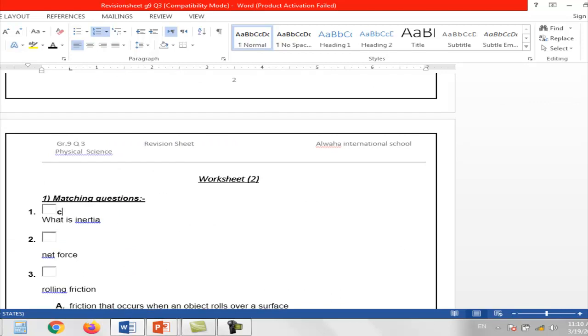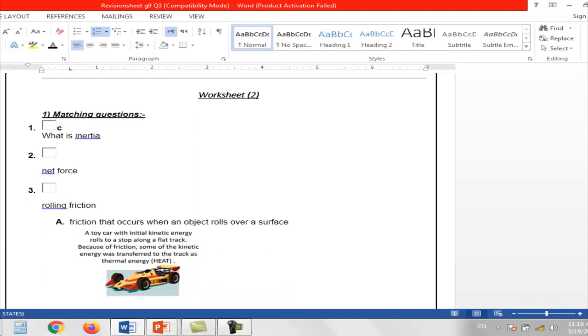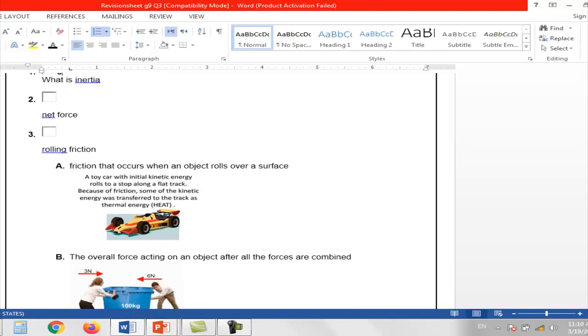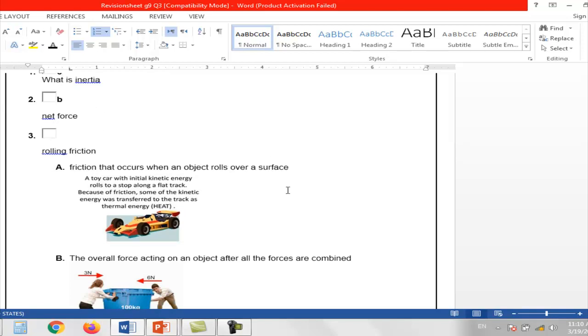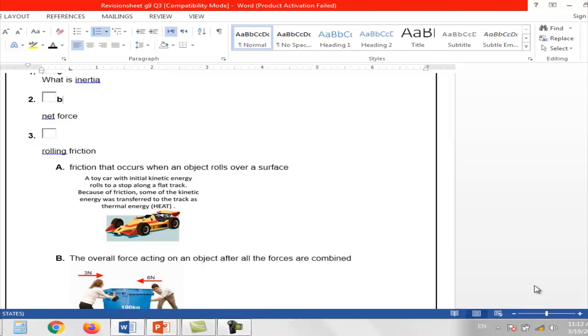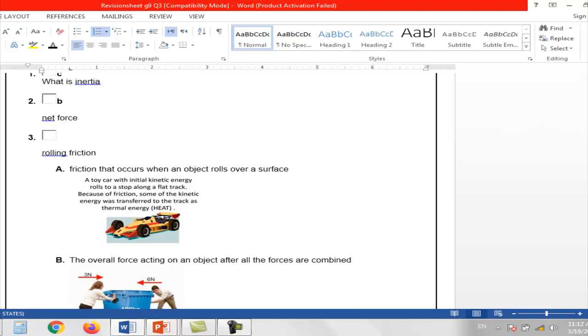Net force. What is the meaning of net force? Number A, friction, or the overall forces. Number 2, B. Okay, number 3, rolling friction. What is the meaning of rolling friction? So it will be number A, friction. Excellent. Number A.